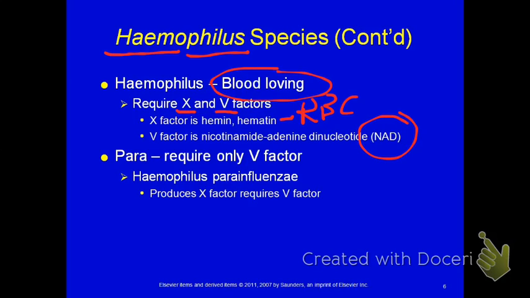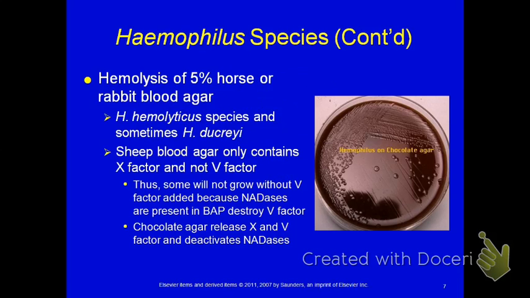Okay, there you go. Now, Hemophilus parainfluenzae would only require V factor. Hemophilus influenzae would require both the X and V factor. Okay. So, this is the example of Hemophilus as seen in 5% horse or rabbit blood agar. Okay, so Haemophilus haemolyticus species and sometimes Haemophilus ducreyi. Okay, so the problem with the blood agar plate is that it would only have the X factor. Okay, there's no V factor in the blood agar plate. Be it a horse or be it a rabbit blood agar plate, there's no V factor in there.